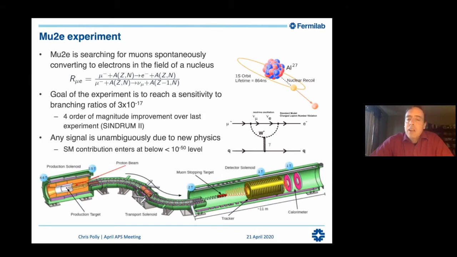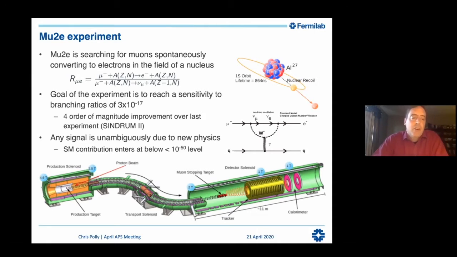And one of the nice things about Mu2e is any signal is unambiguously due to new physics. That's because we know the only Standard Model contributions come in by virtue of neutrino oscillations, and the probability of having a neutrino oscillate is very low. The branching ratio you would predict is smaller than the 10⁻50 level.